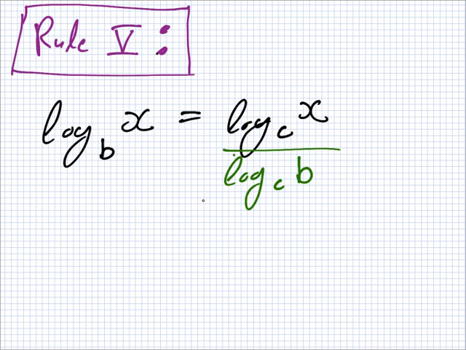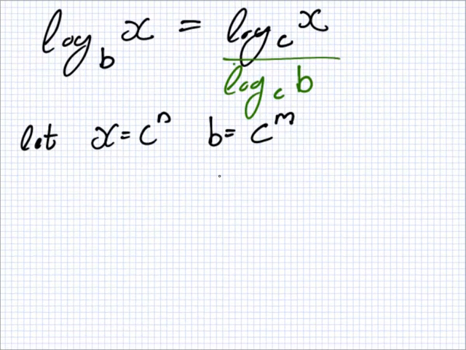So this proof here is a little bit tricky. If you look at what you have over here, you want to have c's instead of b's. So I'll say let x equal c^n, and also I need to change the b. I'll say b equals c^m. Now don't write this down just yet, because I'm not 100% sure this is the way to go about it, but we'll see what happens.